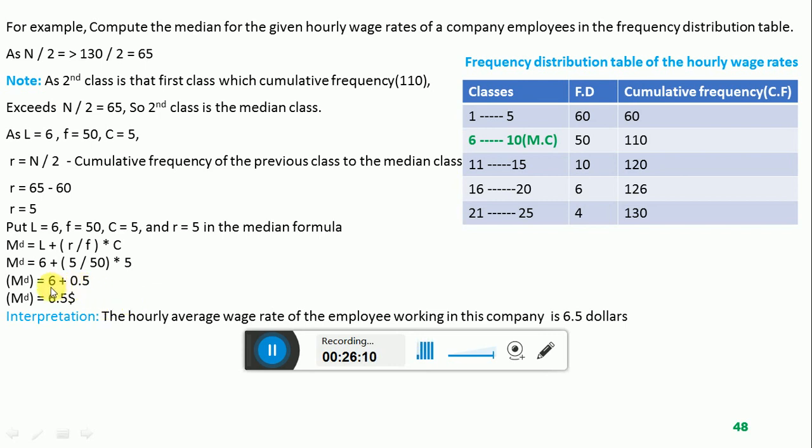Interpretation. What does this $6.5 mean? The hourly average wage rate of the employees working in this company is $6.5. It means that on average every employee of the company is working per hour at $6.5. So this is all about computing the median, the average value, for the group data set.